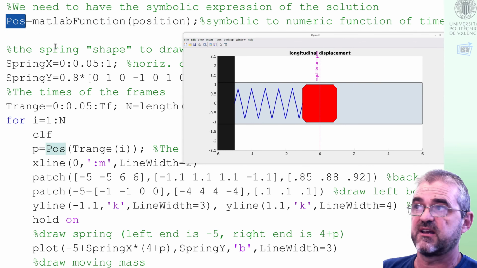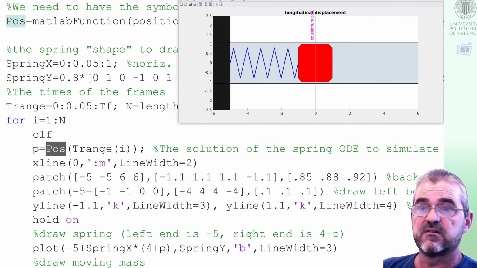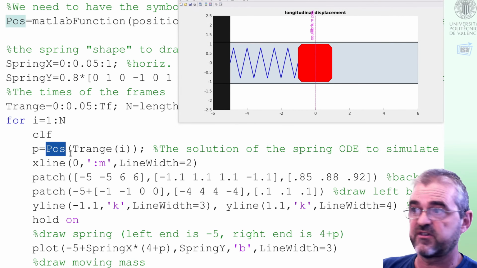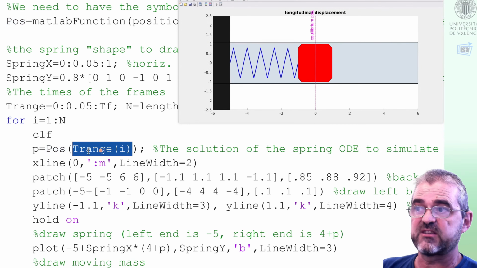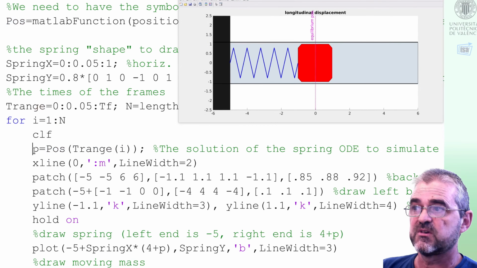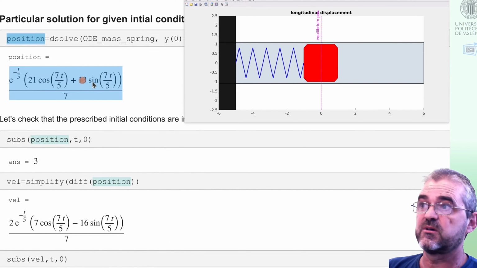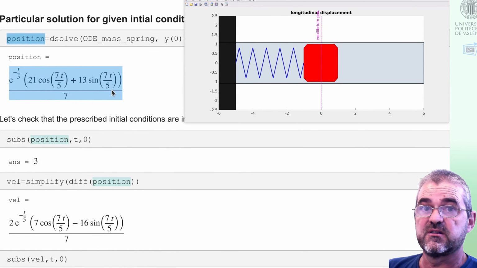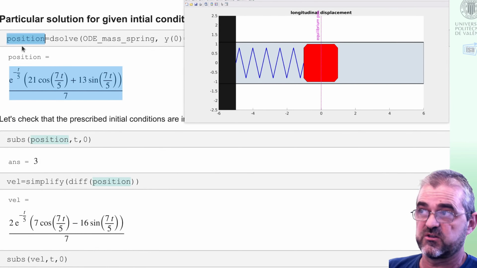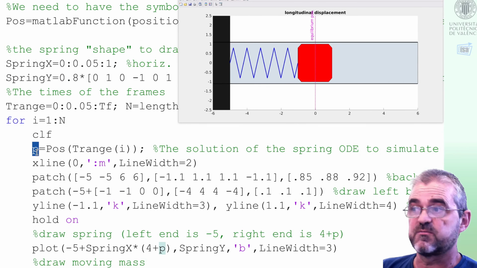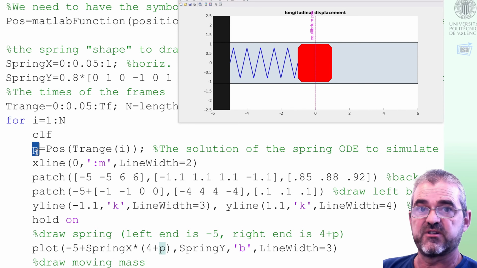So pos is the actual stuff we need to animate. It's a function of time, so I feed this pos function with the actual time for frame i, given in this time range. So p is the position at that time, which just means computing for that time value of this expression, saying that the result is 1.27. Okay, so once I have this lowercase p, a number, as the position in a given time, then let us proceed with the drawing.